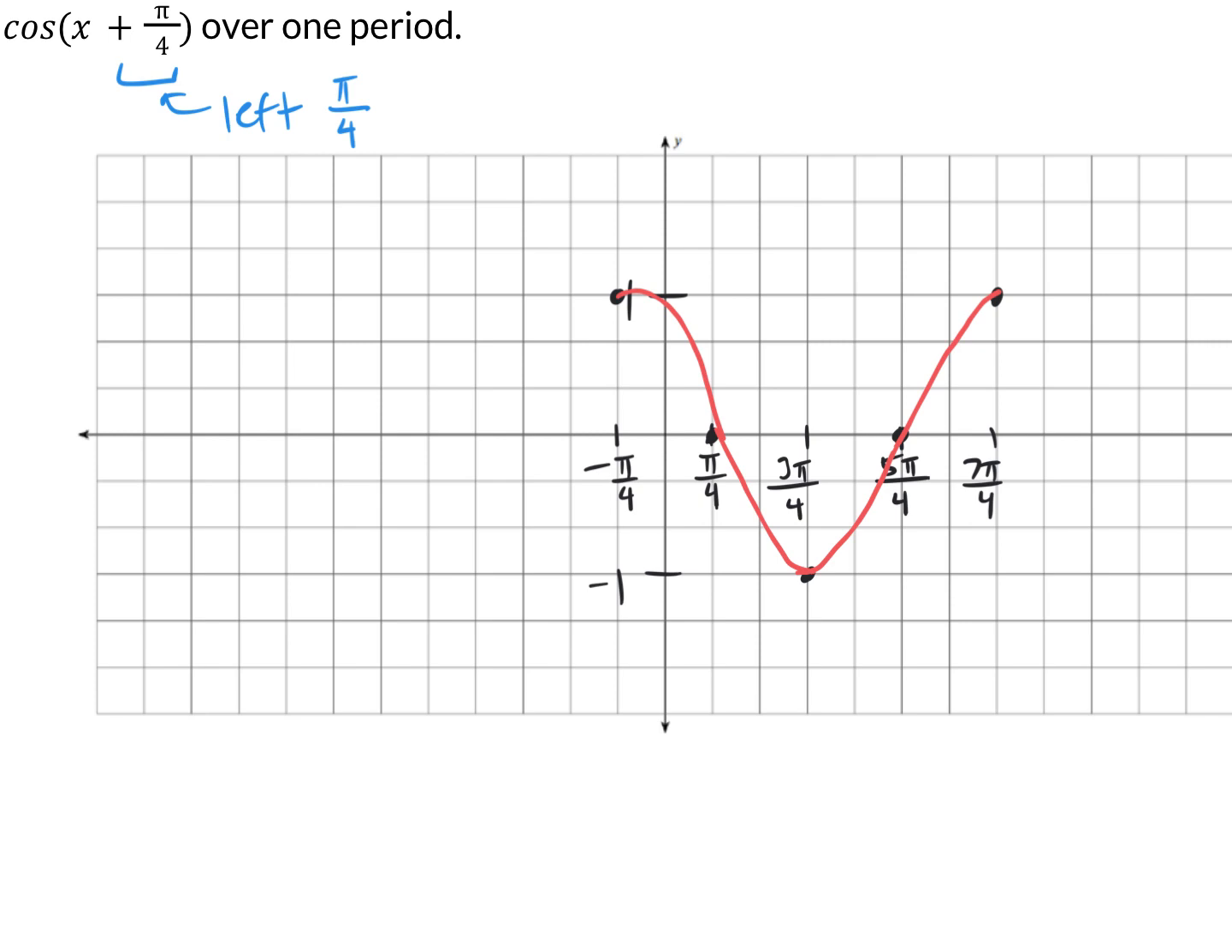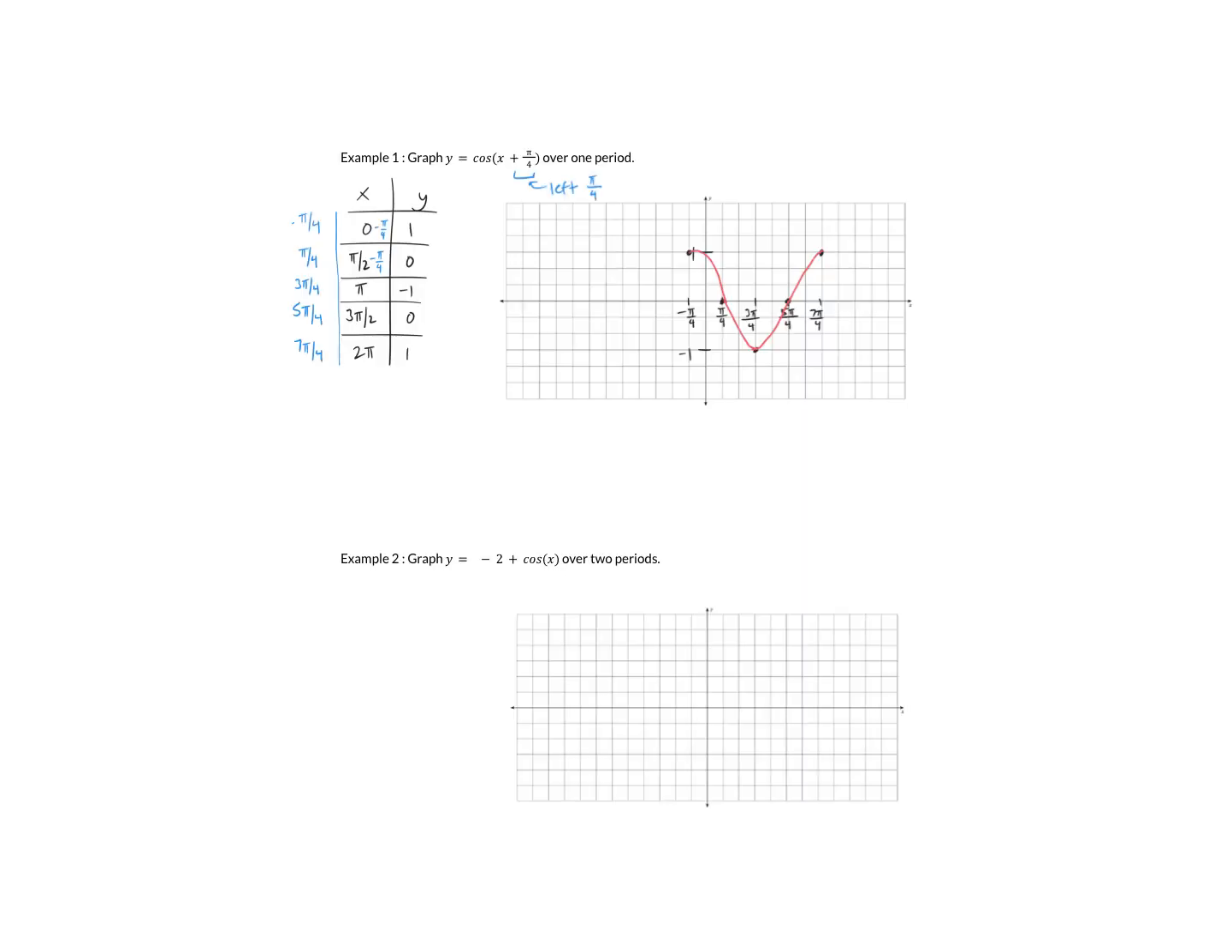And this is my cosine function, but it's shifted left pi over 4. So like your first probably 10 questions on your homework are going to be giving you a bunch of different graphs of just cosine and sine, and it's going to be showing you either shifting left and right or vertical stretching, and you're going to have to be able to match which one goes to what, okay? Alrighty, question on this one?